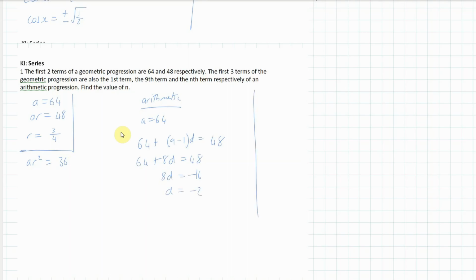And now the last bit is the nth term. So we're doing this bit now, respectively. So the nth term is 36. So 64 plus n minus 1 times d, which we've found to be negative 2, is equal to 36, which is our nth term. We've got to find out what n is. So we get 64 minus 2n plus 2 equals 36. And we get, I'm going to say 66 take away 36, so 30 equals 2n. So I think n is therefore 15 in this case.